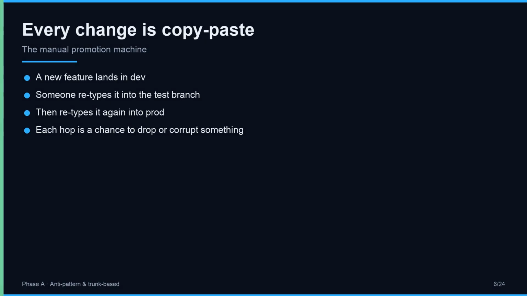So how does a change reach all 3 environments? By hand. A new feature lands in dev. Then a human opens the test branch and retypes the change there. Then another human opens prod and retypes it again. Every hop is a chance to drop something, to corrupt an indentation, to forget a sidecar. Promotion becomes a manual copy-paste machine.